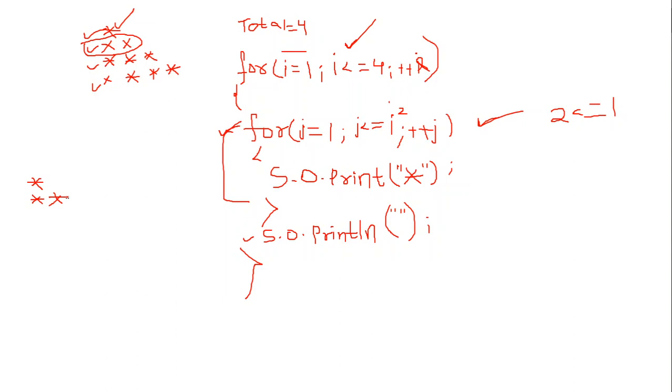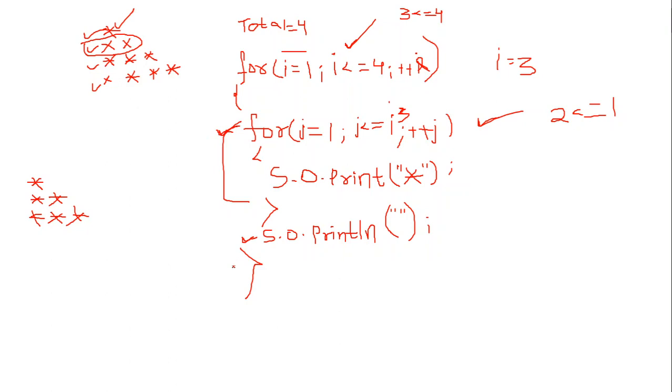After that, the i value will become 3 this time, and the condition is true, because 3 is less than or equal to 4. Again this inner for loop will run 3 times, because the i value is 3 now, and due to the previous statement our line got changed again. So this inner for loop will simply print 3 stars: first star, second star, and then third star.